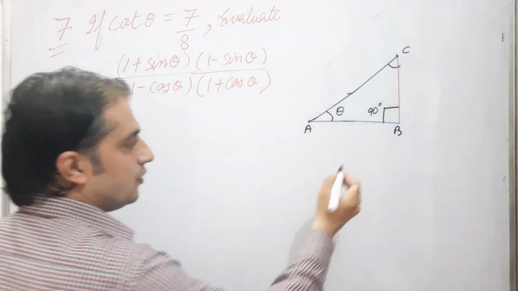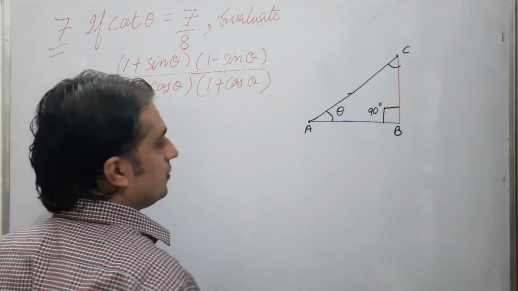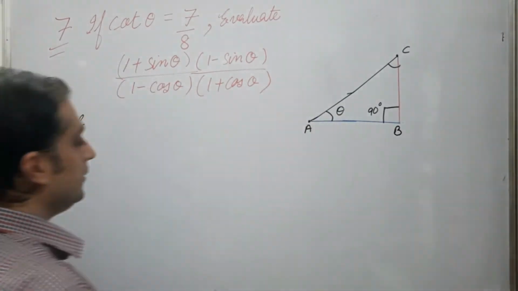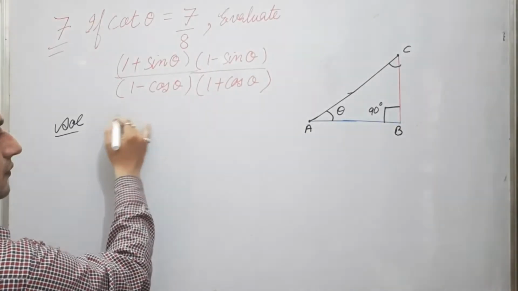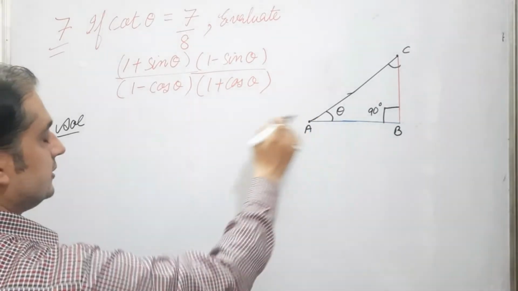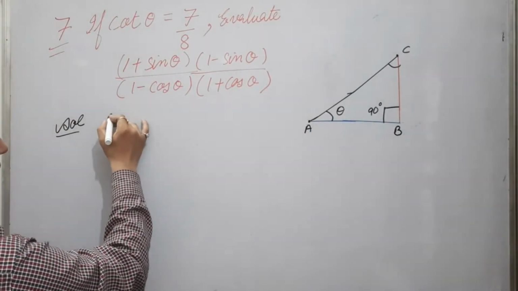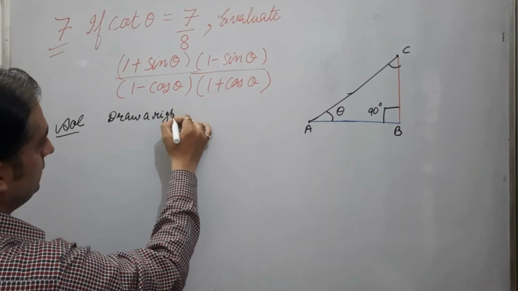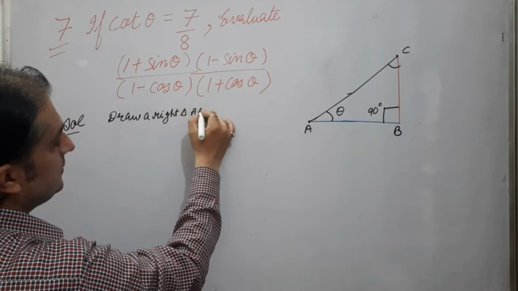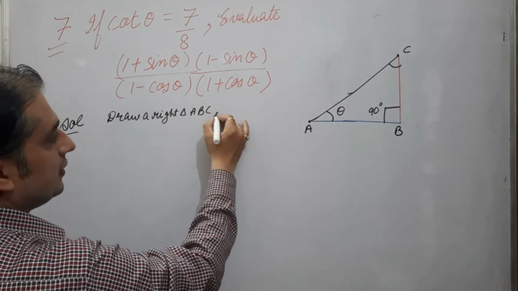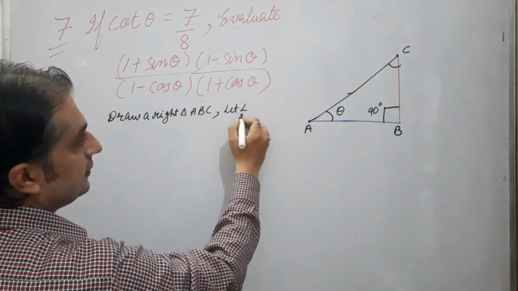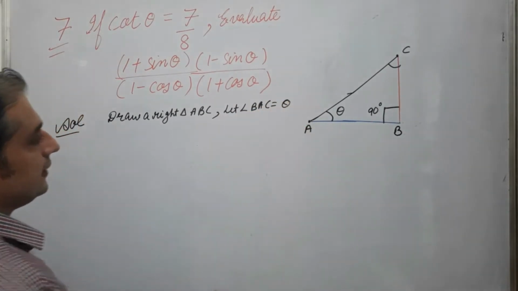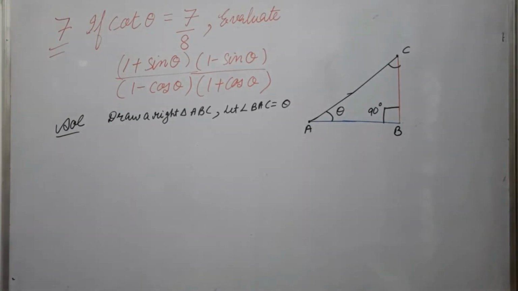Right? Firstly, draw a right angle triangle and name it, and write your angle theta, which is your angle of reference. So your angle of reference is theta. So you firstly draw a right angle triangle again. Right triangle ABC. Let angle BAC be equal to theta. That is your theta. That is your angle of reference.